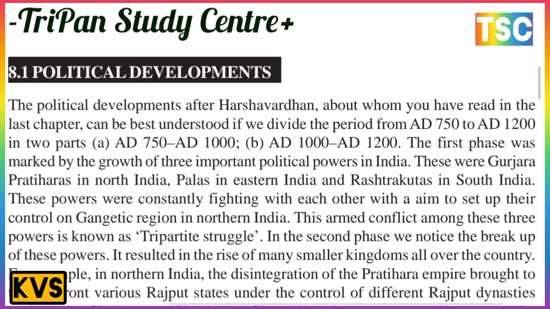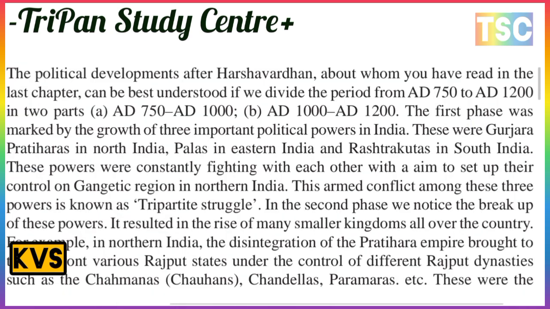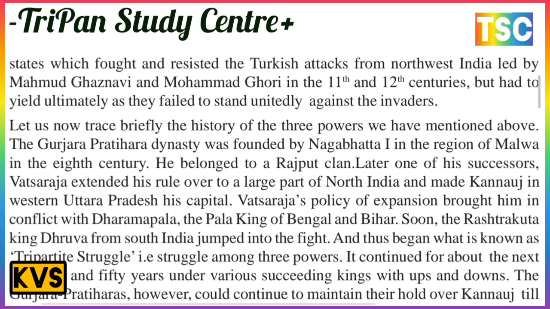For example, in northern India, after the disintegration of the Pratihara empire, in the forefront were the various Rajput states under the control of different Rajput dynasties, such as the Tomaras, the Chauhans, the Chandelas, and the Paramaras, and so on.